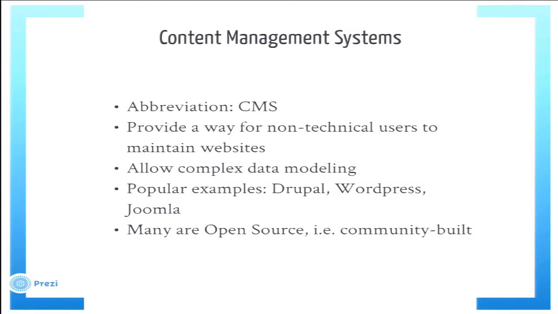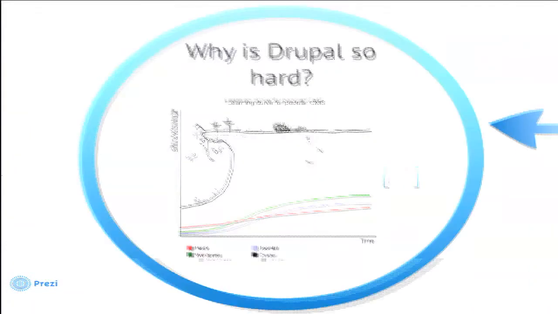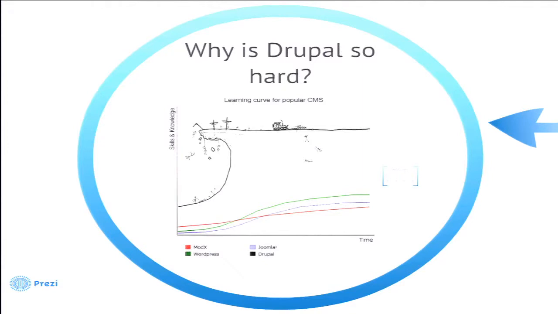And the popular examples out there are Drupal, WordPress, Joomla, and lots of others. A lot of them are open source, including Drupal, which means basically that they're community built. Okay, so that's the basics of my terminology. Now we're going to get to the Drupal stuff.